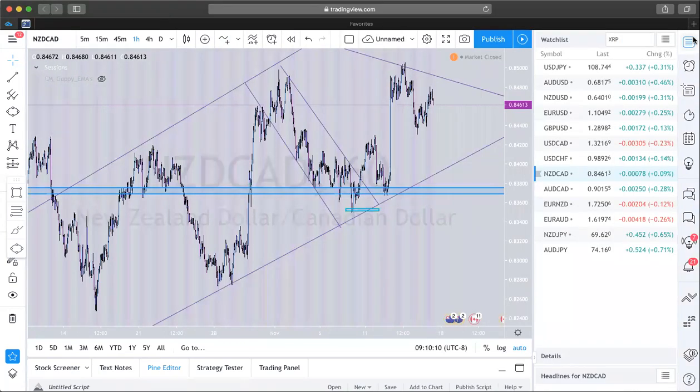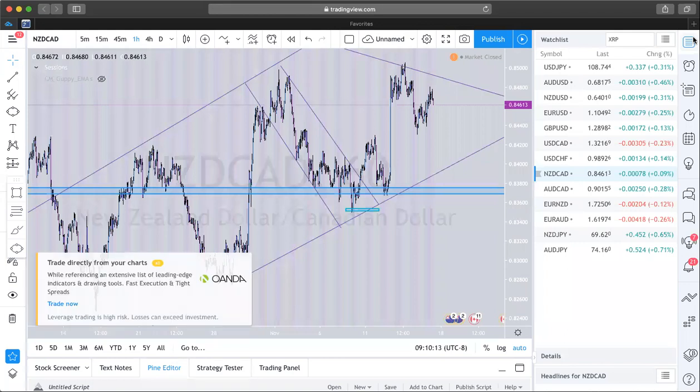So today we're going to be explaining how you can take a macro structure and then take it into the micro and actually execute your trade, right?